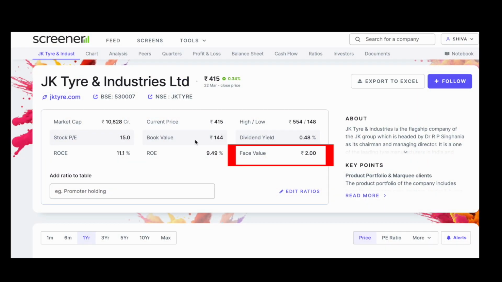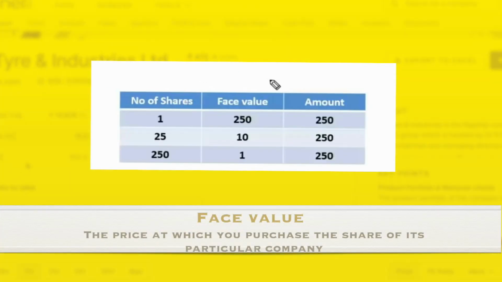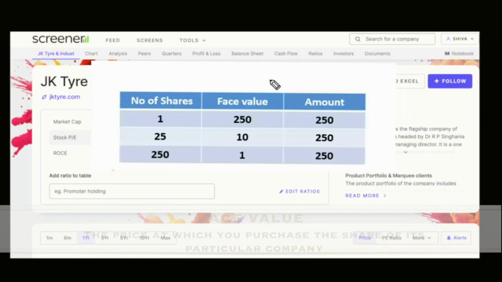Here we discuss face value, which simply represents the face value of a share. Here is an example: the number of shares is 1, its face value is 250, and its price is 250. Same as 25 shares, with a face value of 10 and a price of 250. So here we can understand this. If there is good news about a company in any aspect, the company's value will increase. It is worth being high in value.